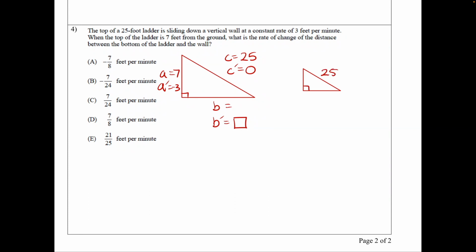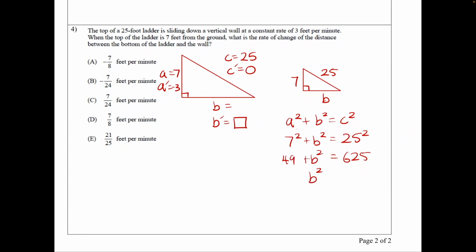I have 25, I have 7, and I have B. You might remember this one from the homework. This was a 7, 24, 25. If you don't remember that from the homework, then you can rewrite it again, which is coming from A squared plus B squared is equal to C squared, where you have 7 squared plus B squared is equal to 25 squared. 25 squared is 625. 7 squared is 49. And if I subtract 49, I get B squared is equal to 576. And if I square root that, I'm going to get 24. So B is equal to 24. If you didn't know the square root of 576, you can do guess and check.